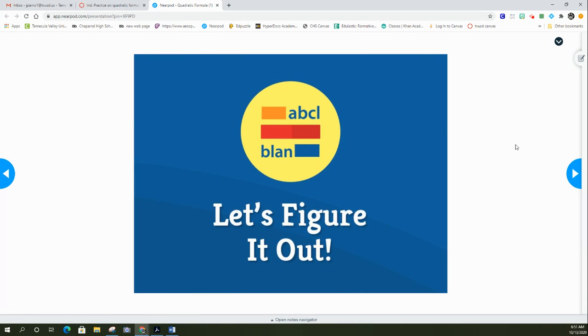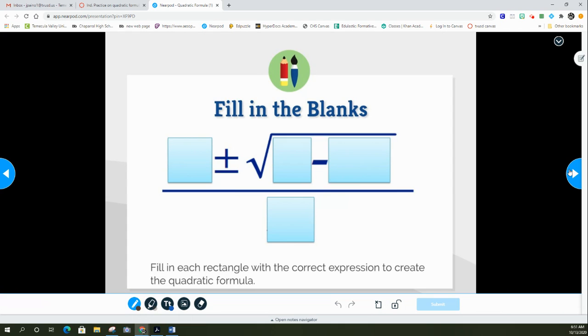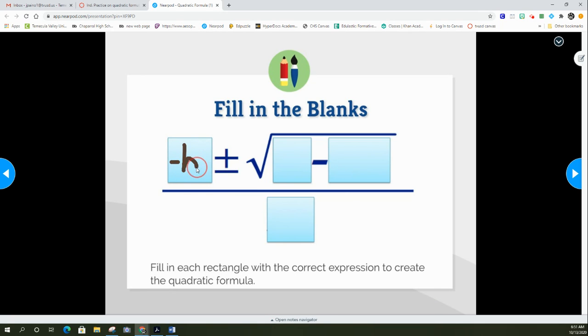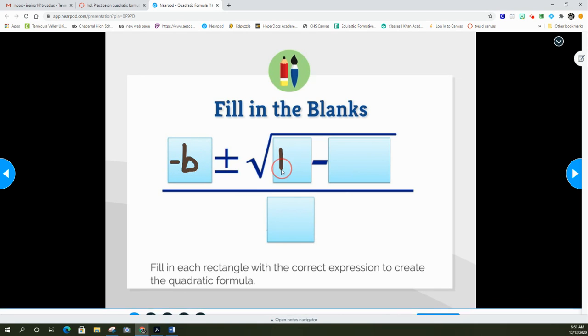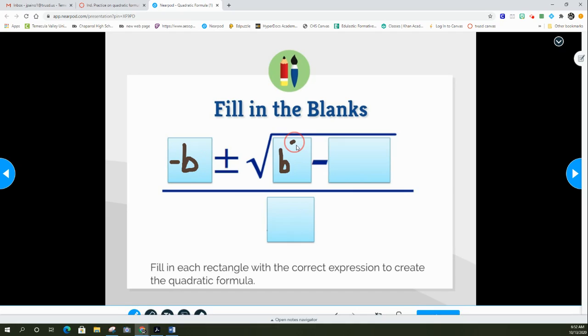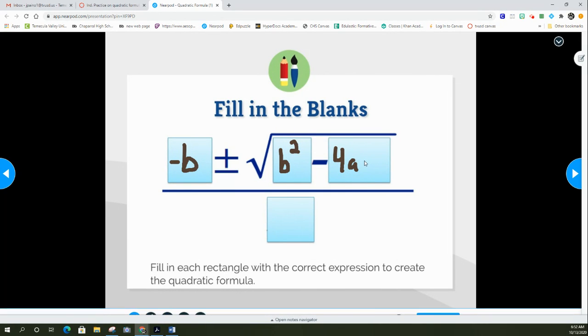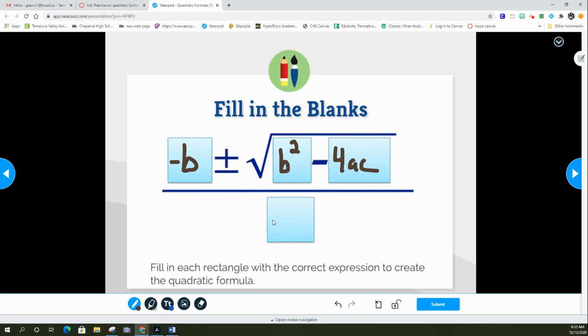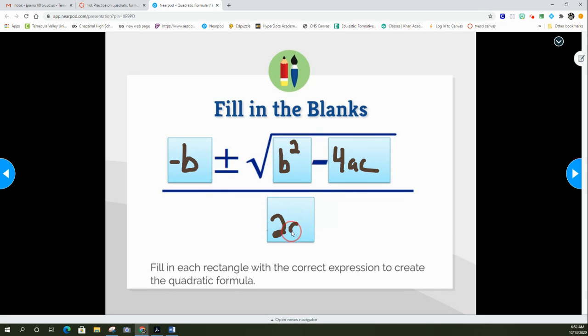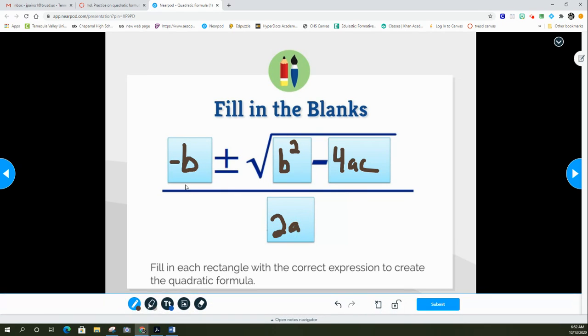All right, here's a video. You can watch this on your own. It's about the quadratic formula. So what is the quadratic formula? It is negative b plus or minus the square root of b squared minus 4ac, all over 2a. And this is not some magical formula that was just made up.